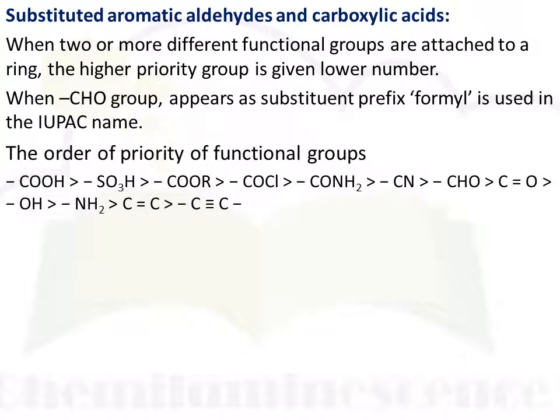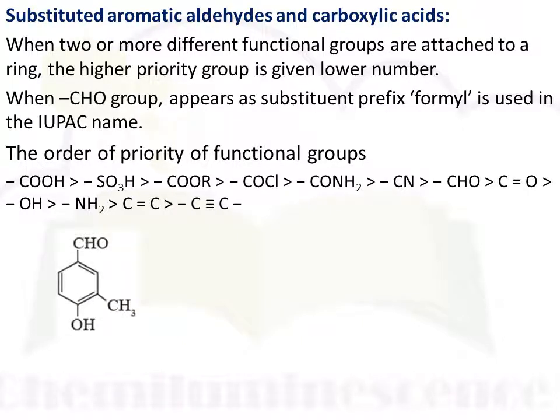First, let's see the order of priority of functional groups. This is the order of priority of functional groups. In this you can see that the carboxylic group has the highest priority and the carbon-carbon triple bond has the lowest priority. In this way it is going to decrease. Let's see a few examples related to this point.